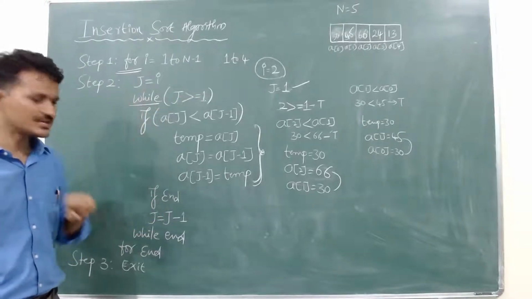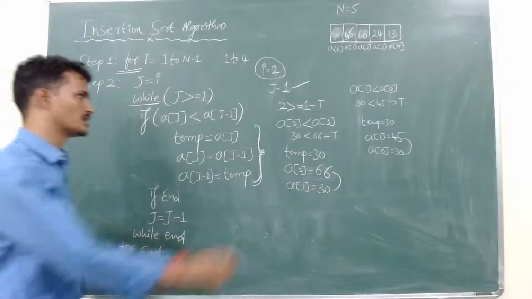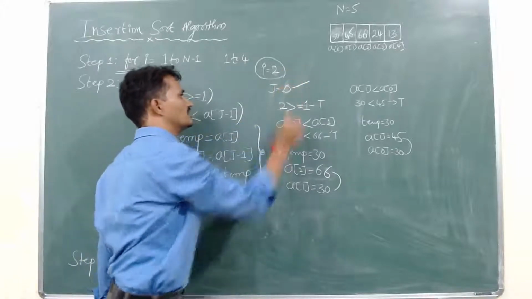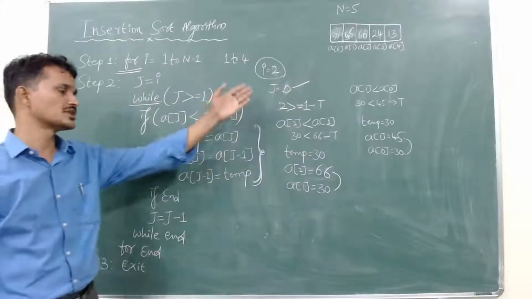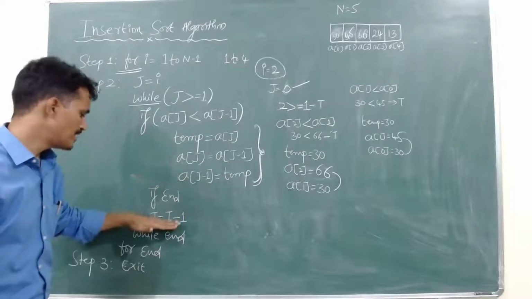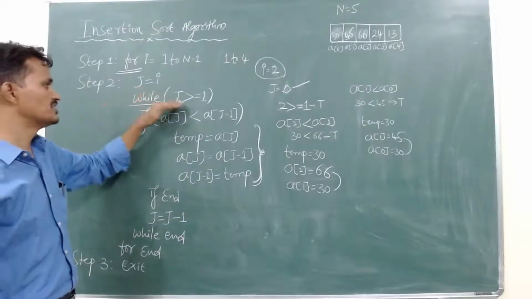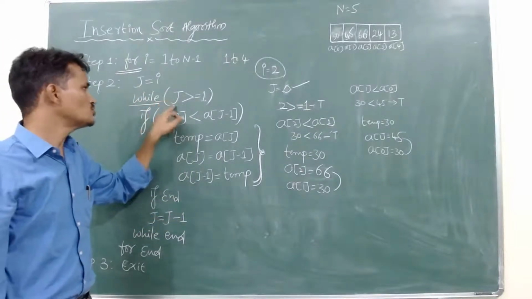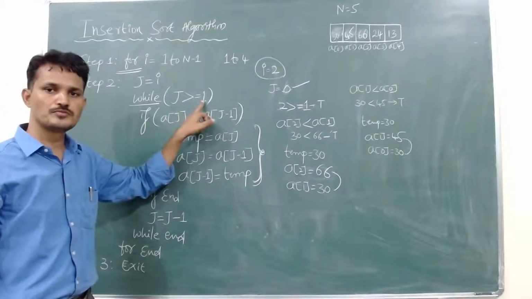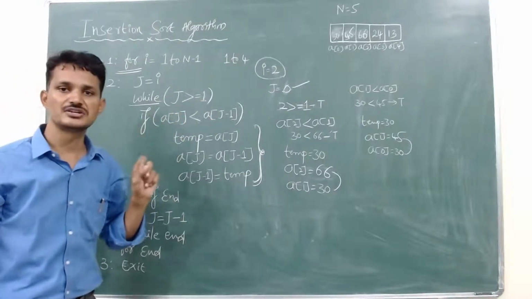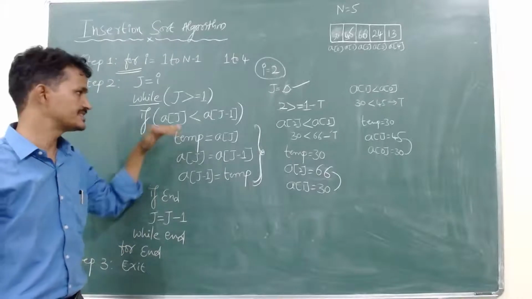Again, the if ends here, then j gets decreased by 1. So 1 minus 1 is 0. j becomes 0. That updated value will go and check with this condition. 0 is greater than or equal to 1. Condition false. It won't execute.